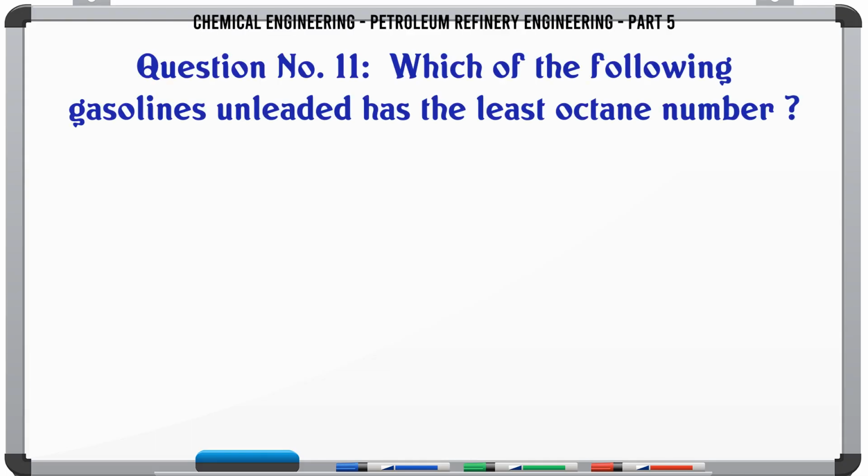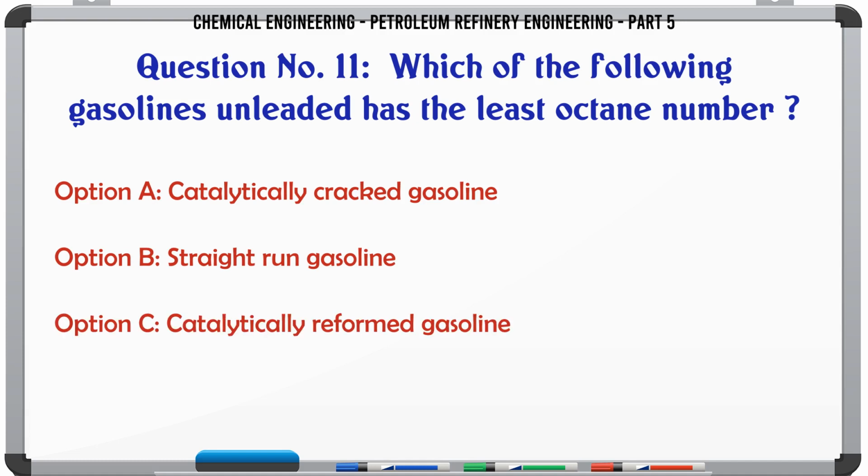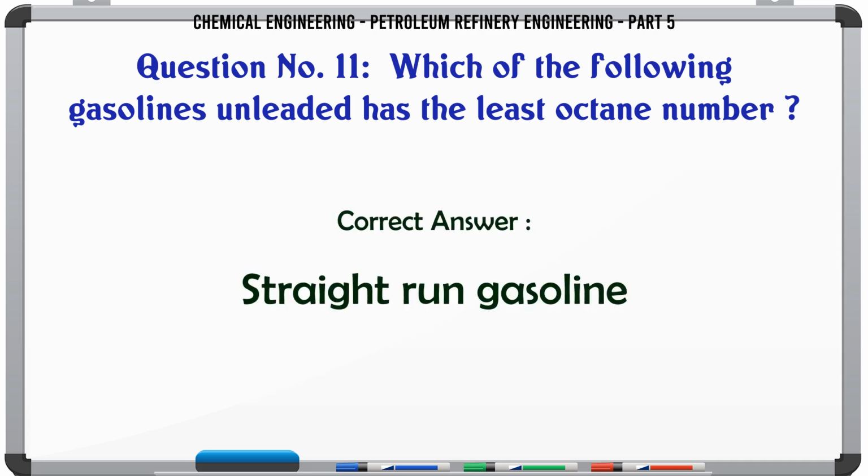Which of the following unleaded gasolines has the least octane number? A. Catalytically cracked gasoline. B. Straight-run gasoline. C. Catalytically reformed gasoline. D. Polymer gasoline. The correct answer is straight-run gasoline.